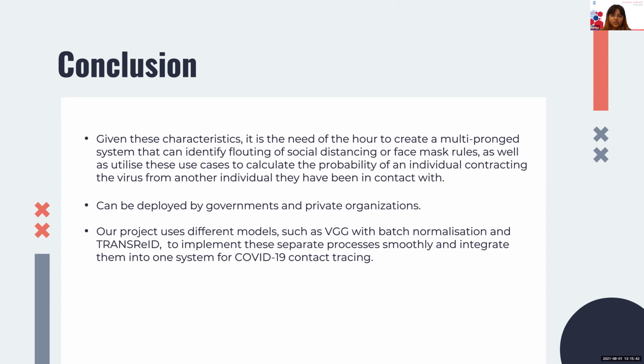So this project has the implication of being deployed by governments on a large scale and also by private organizations in workplaces and in offices. So it is quite useful as long as there is surveillance data available. Our project uses different models like VGG with batch normalization and transfer ID to implement these separate processes smoothly and to integrate them into one combined system for COVID-19 contact tracing. And as you have seen, our results speak for themselves.